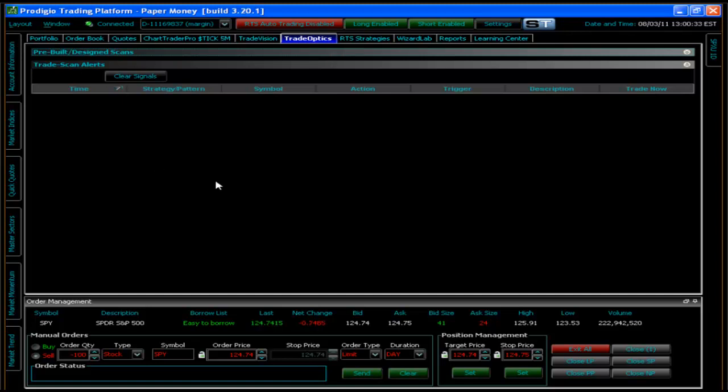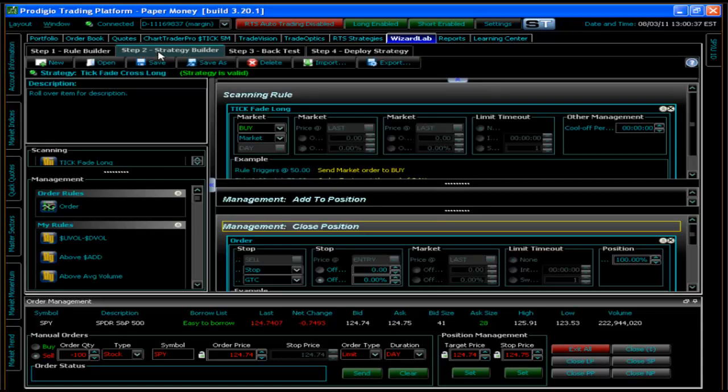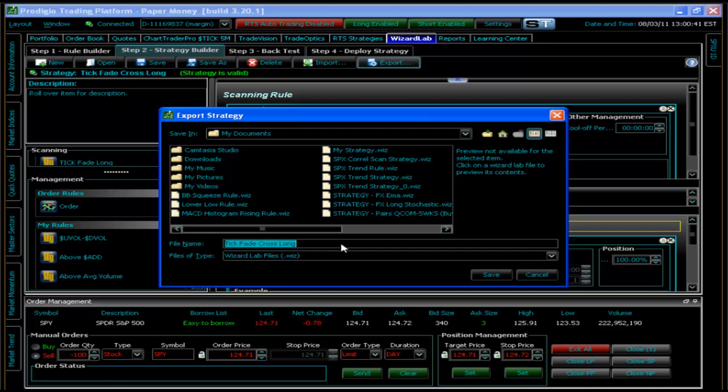Now, I told you this wasn't going to give me any signals. Right? Let's tweak this a little bit, and I'm going to export these rules. I'm going to export tick fade cross long, and I usually give these names strategies so you know what they are.